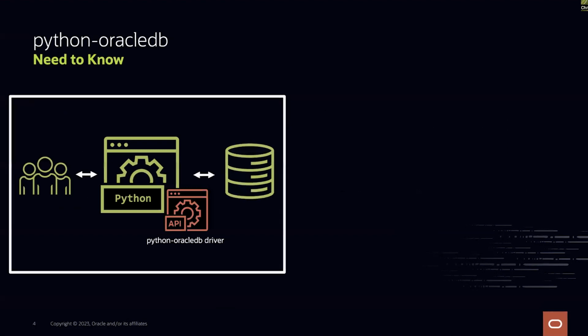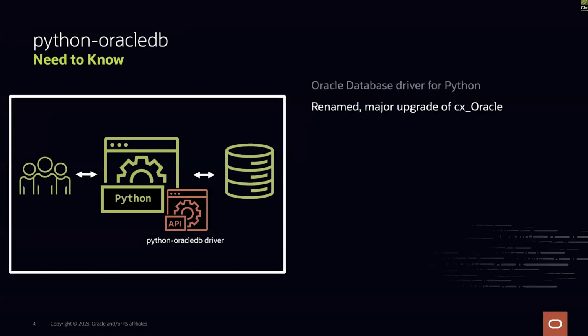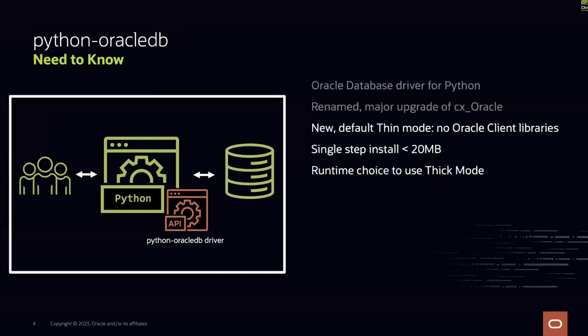It's certainly the most popular of our drivers, the Python drivers. In the open source space, you know how big Python is out there. It gets used for all sorts of things. So the need-to-know slide, if you go home with just this, is that python-oracledb is obviously the driver for Python now. It's a renamed major upgrade of cx_Oracle. So it is cx_Oracle, it just has a new name. Unfortunately, it's got a new repository on GitHub and similar things like that. Not a huge issue for most of you.